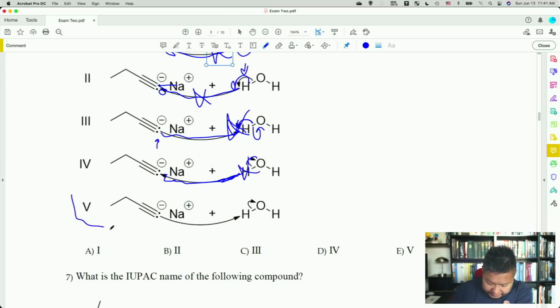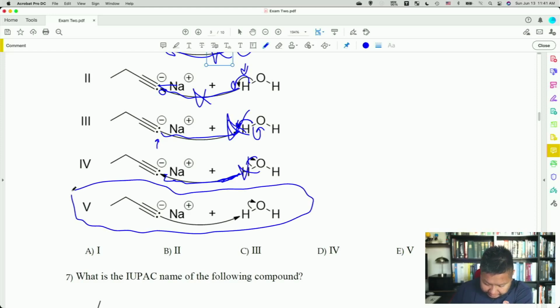So the only one left is this one, structure 5. The base here, the lone pair on the alkyne right here, is coming over to pull off that proton, and the bond between the proton and the water goes to the oxygen, making the hydroxide. So that's answer V, or answer 5, structure 5.